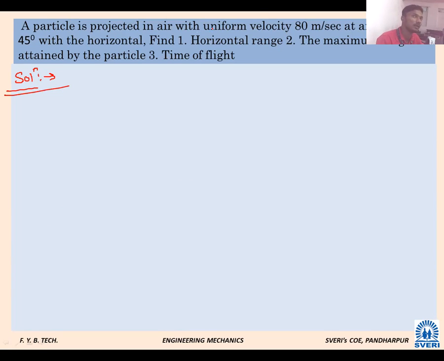A particle is projected in air with uniform velocity 80 meter per second at an angle of 45 degree with the horizontal. Find horizontal range, maximum height attained by the particle, and time of flight. Three things we are necessary to find. Just check, read the problem. When particle is projected in the air, there is no word horizontally, so we should not go into type number 1. So we should think about type number 2. Okay, so which things are given here? Can someone tell me here which things are given?